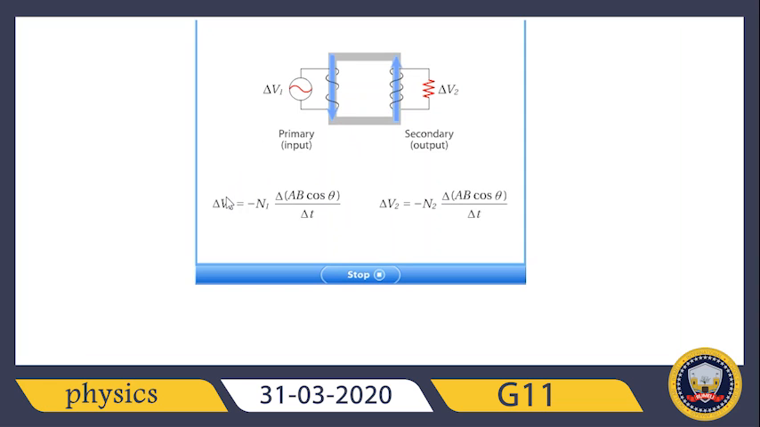Because we have delta V1 as an input, as we said, we will get delta V2. Because it's an AC current, the change in the alternating current will produce I2, the output current.